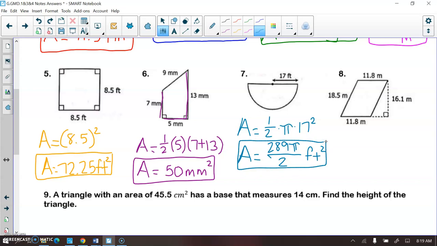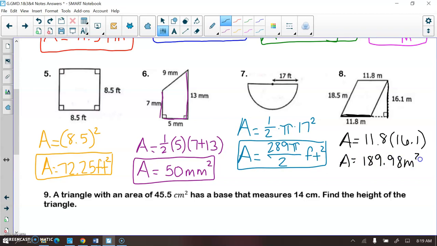And then my next one is a parallelogram. In a parallelogram, my height is perpendicular to my base. So my height is actually this 16.1. It's perpendicular to this base here, which is 11.8. So I have an 11.8 times a 16.1. And that means I wind up with 189.98 meters squared.